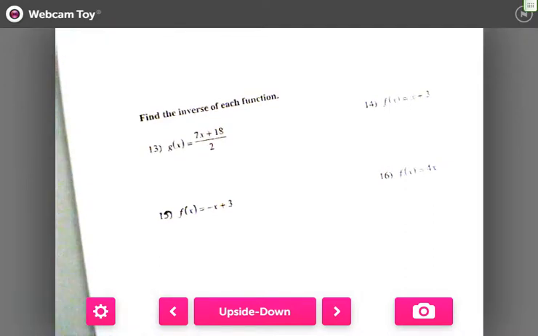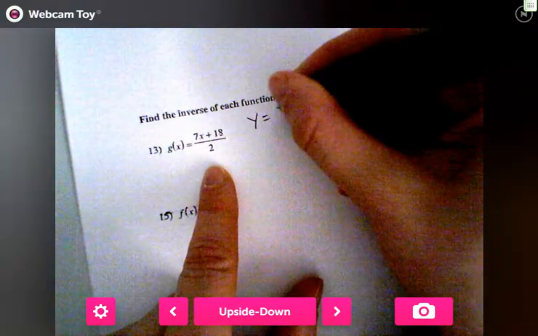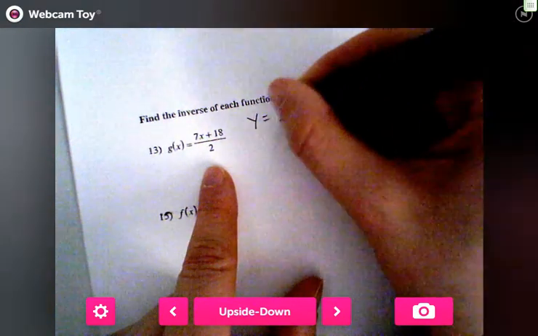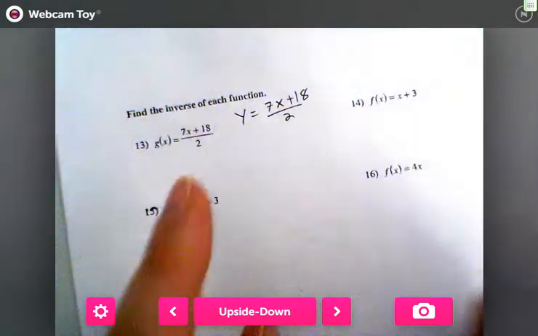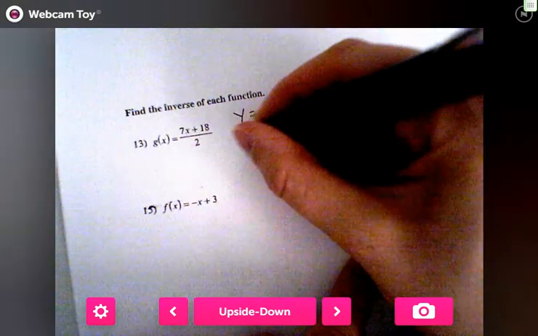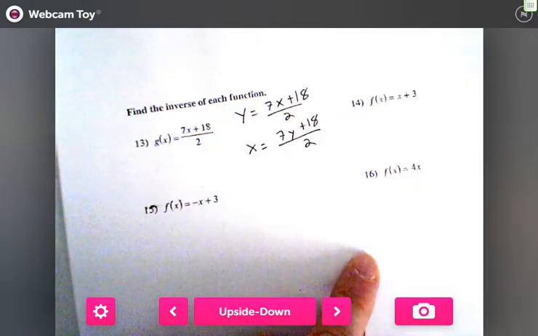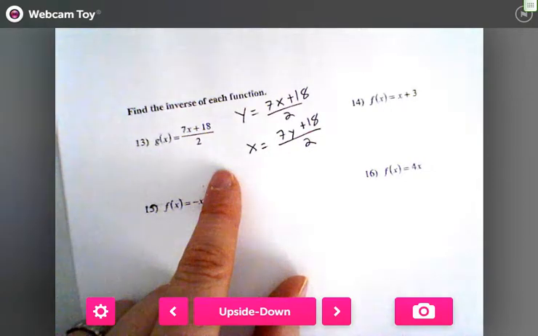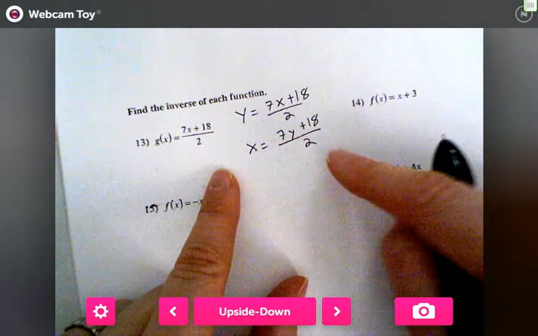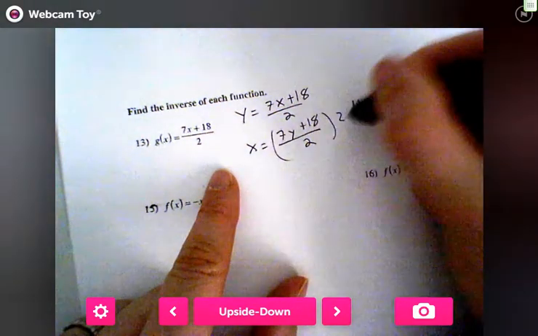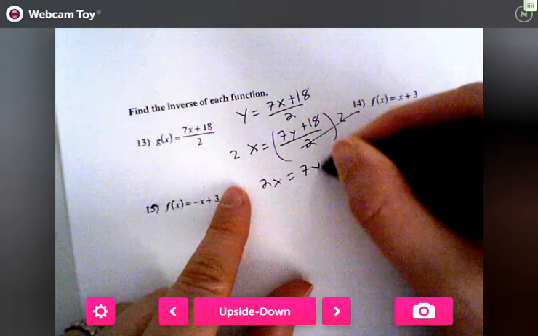That would be fabulous. Okay, so the first thing I'm going to do is switch this to y. y equals 7x plus 18 over 2. What's my next step after this? Switch x and y. So I get x equals 7y plus 18 over 2. Okay, now I want to get y by itself. What is 2 doing to that? We want to multiply it because it is being divided, right? So we're going to multiply both sides by 2. So now these cancel, and I'm left with 2x equals 7y plus 18.